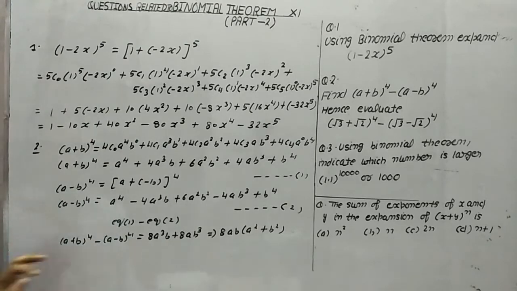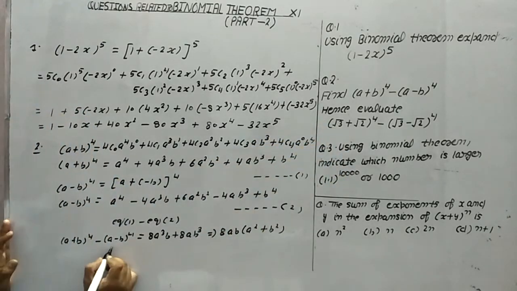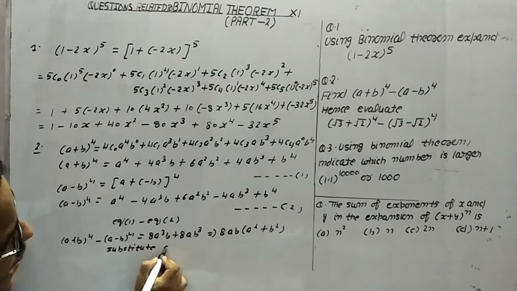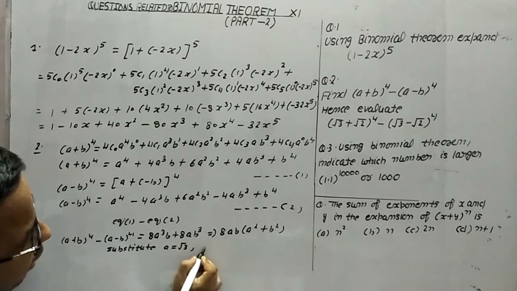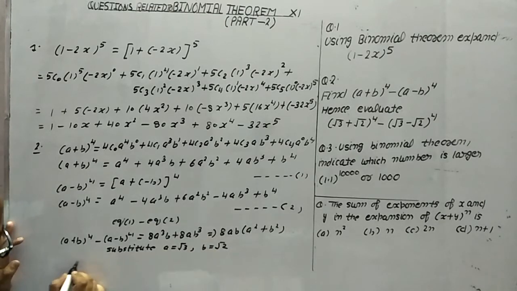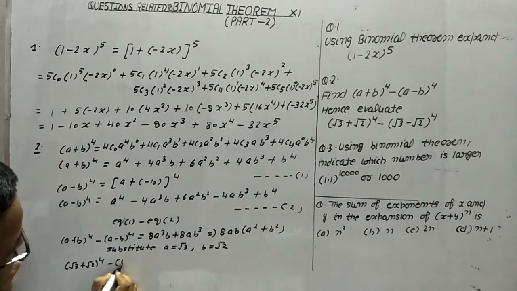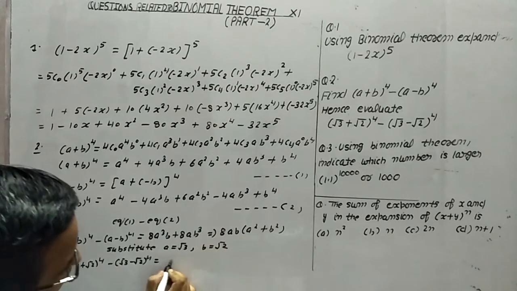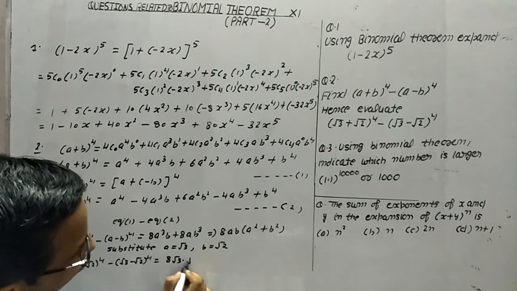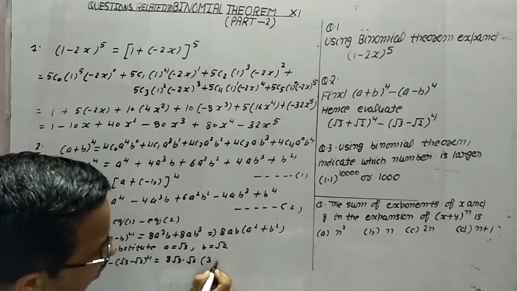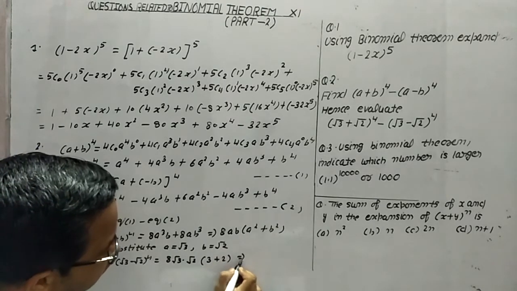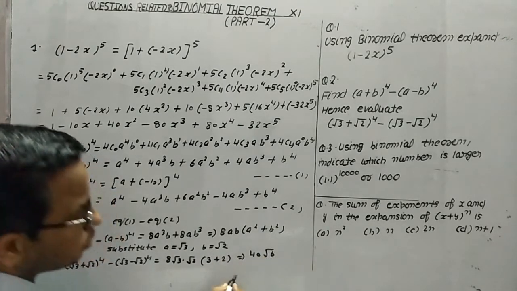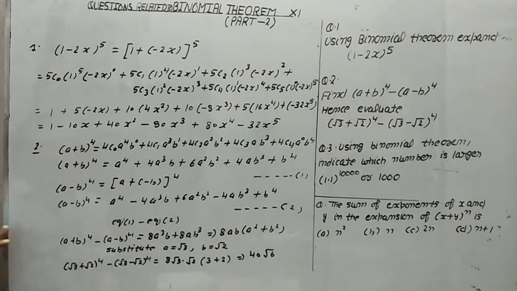Now using this we have to evaluate this. It means substitute a equals √3 and b equals √2. Once you put it like that, (√3 + √2)⁴ minus (√3 − √2)⁴ is equal to, what does this become? 8 √3 into √2, (√3)² is 3 plus (√2)² is 2. It means this becomes 40√6. So in this way you have to solve this part.